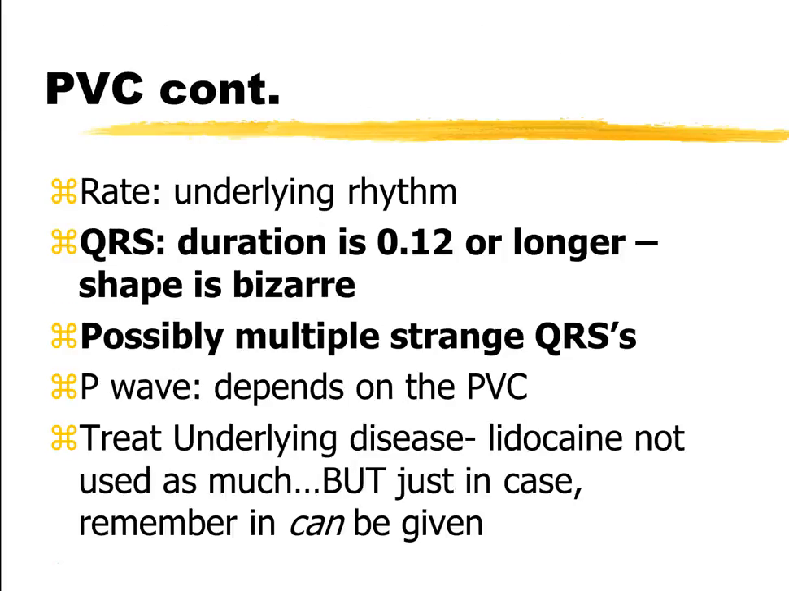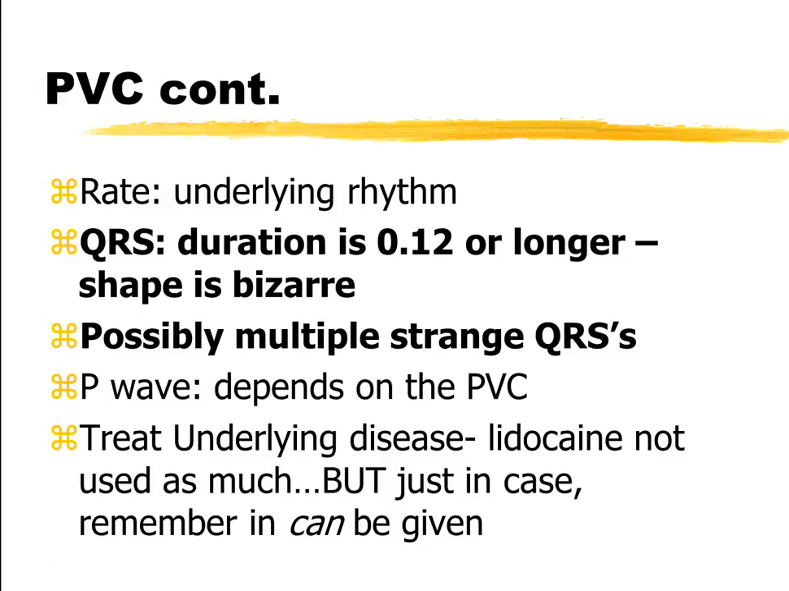So the duration of the QRS complex, remember if we were measuring how wide it is, it's longer than 0.12. And the shape looks weird. It doesn't look like a normal QRS complex. Now you might see different shapes, and if that's the case, it's called a multifocal, and I'll show you some more of those in just a minute.